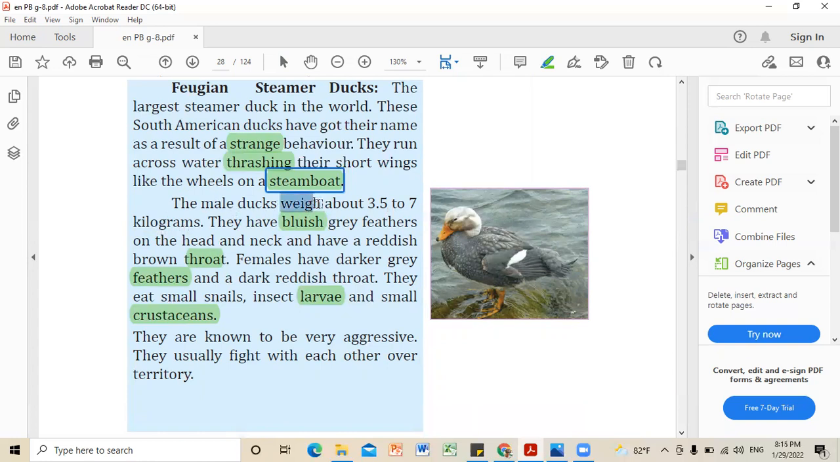This is weigh, right? Weigh. They have bluish gray feathers on the head and neck and have a reddish brown throat, right? So they have bluish gray feathers.